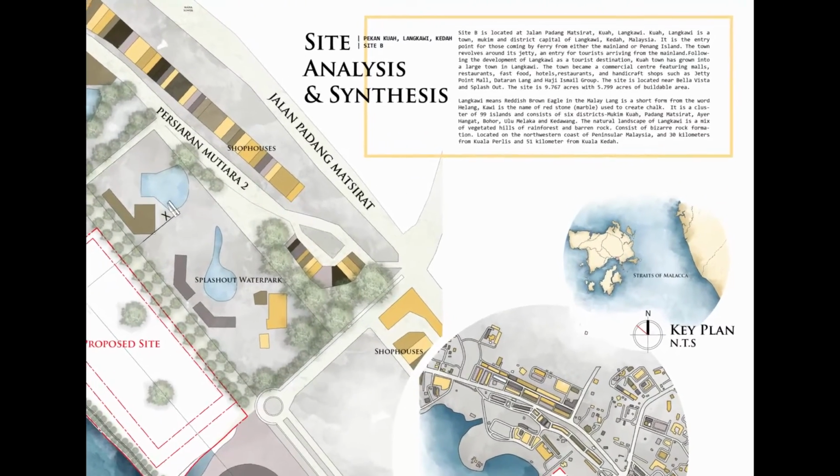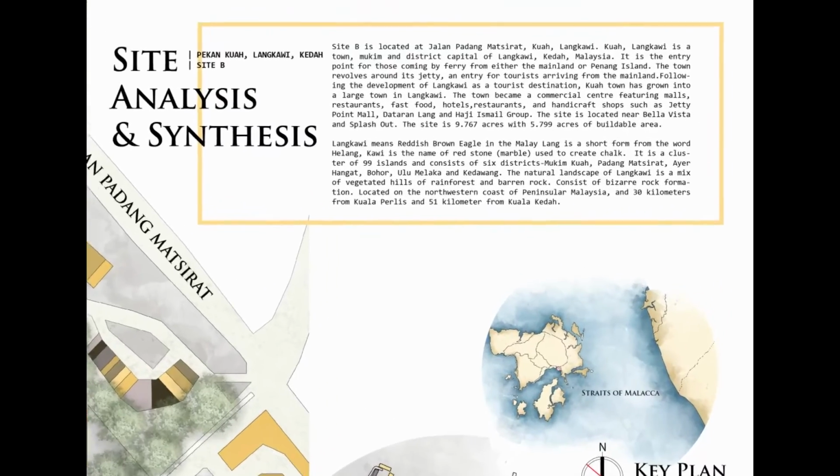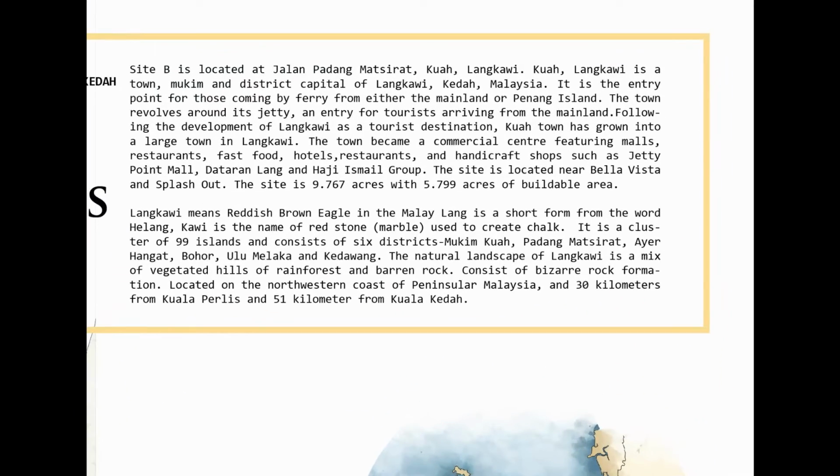Langkawi is located on the northwest coast of Peninsula Malaysia. The name Langkawi was derived from Lang, which consists of two words, Halang and Kawi. The two words combined bring the meaning of reddish brown eagle. Langkawi has 99 islands, which consist of 6 districts: Mukim Kuah, Padang Matsirat, Air Hangat, Bohor, Ulu Melaka and Kedawang. Two-thirds of the island consists of mountains with forests, hills and barren rock.